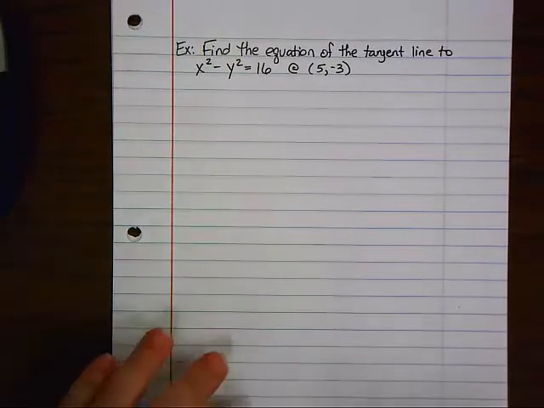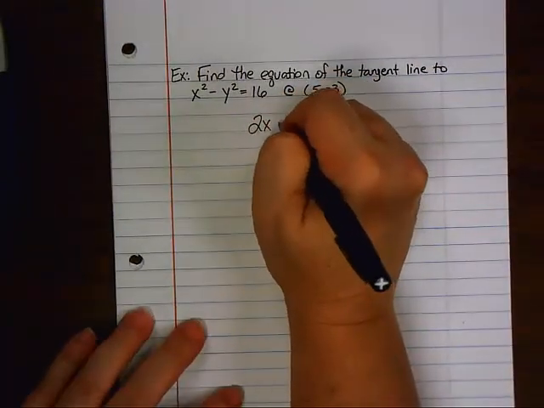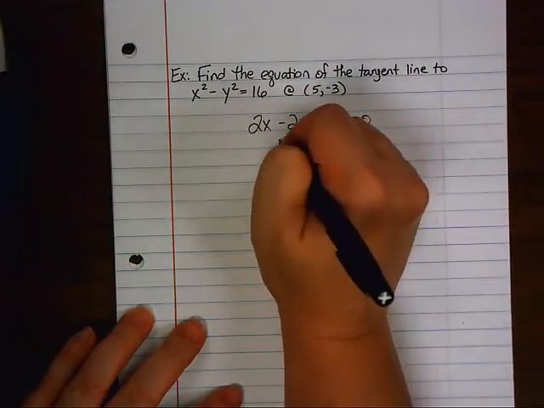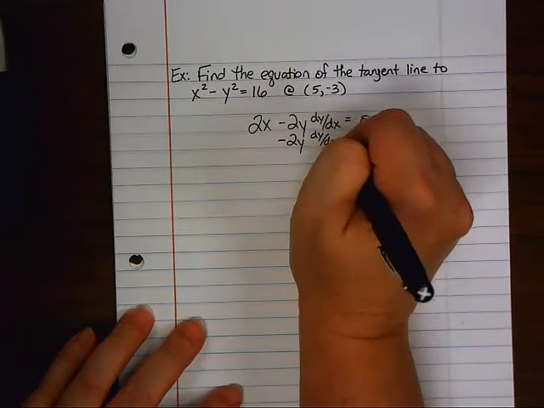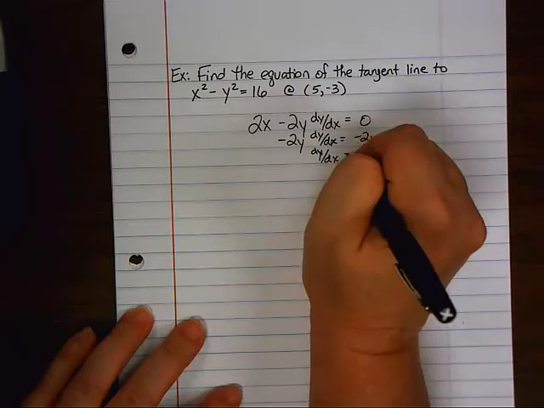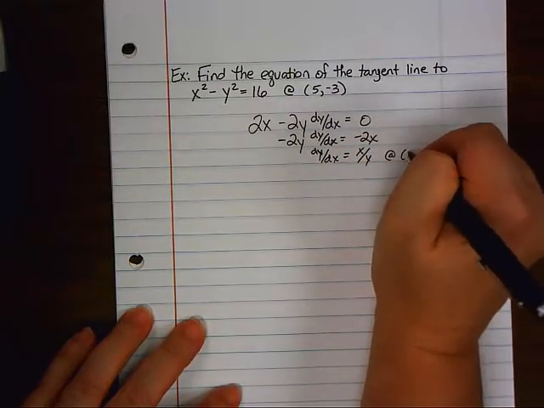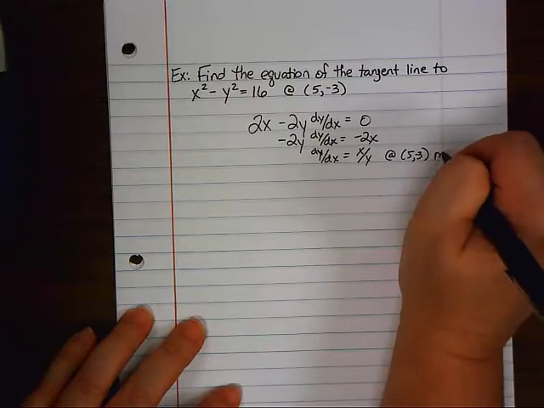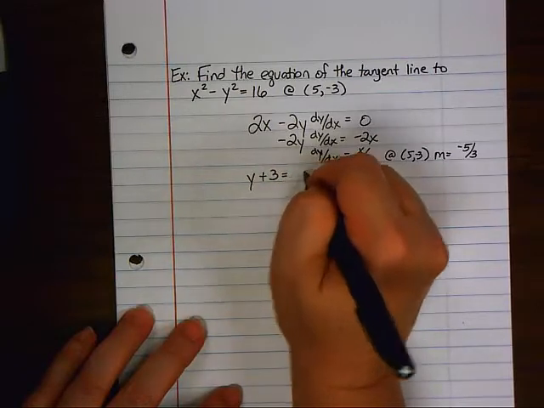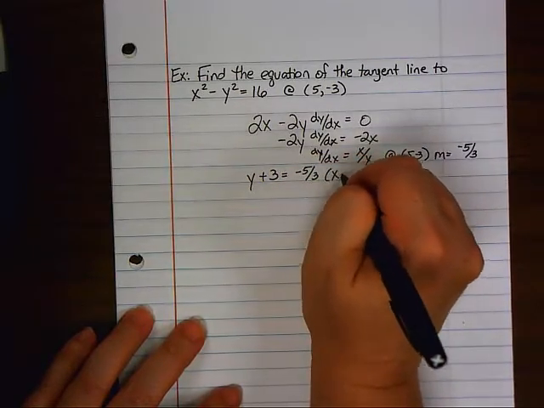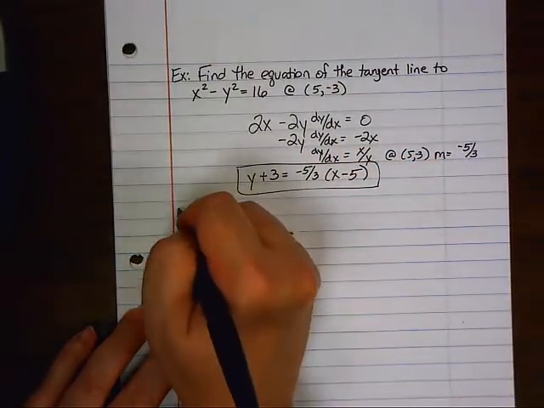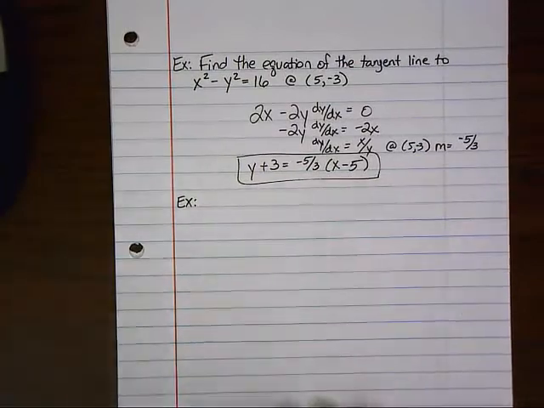Okay, 2x minus 2y dy dx equals 0. y plus 3 equals negative 5 thirds times x minus 5. Okay. Next problem. Here we go.